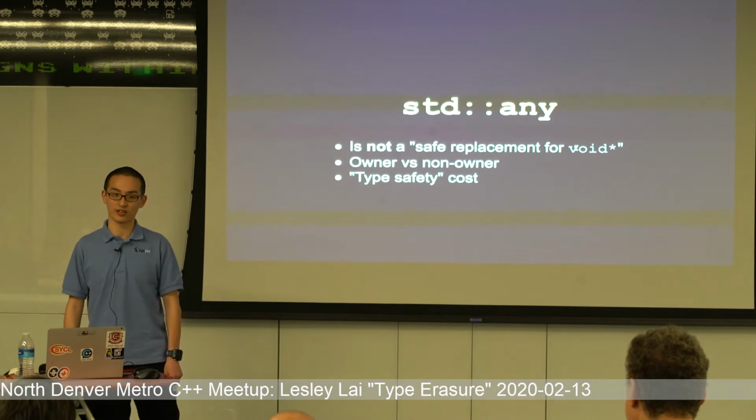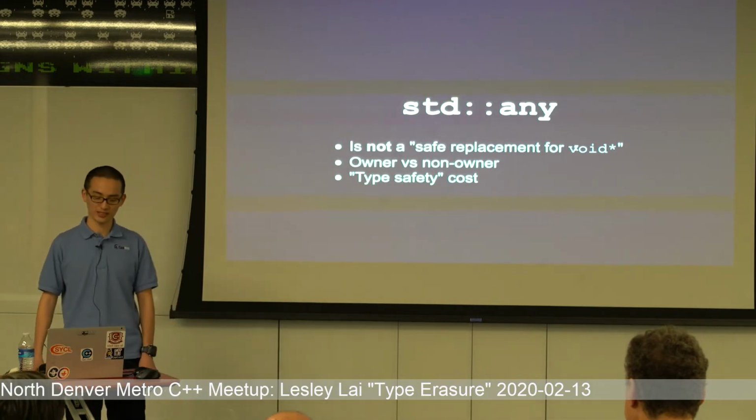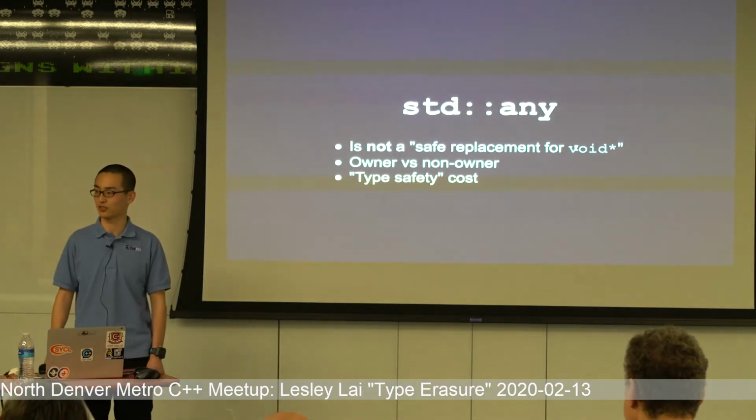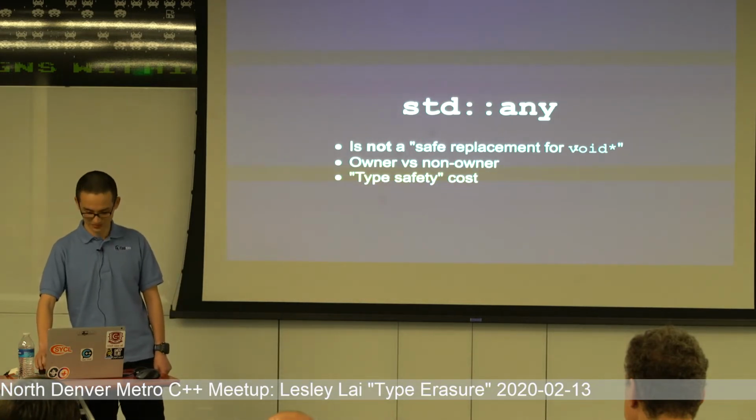Another thing is that std::any is an owner, whereas void star is usually used as a non-owner. And basically, type safety costs: std::any is not really type safe, because although it's type safe, every time you want to do something you still need an any_cast.